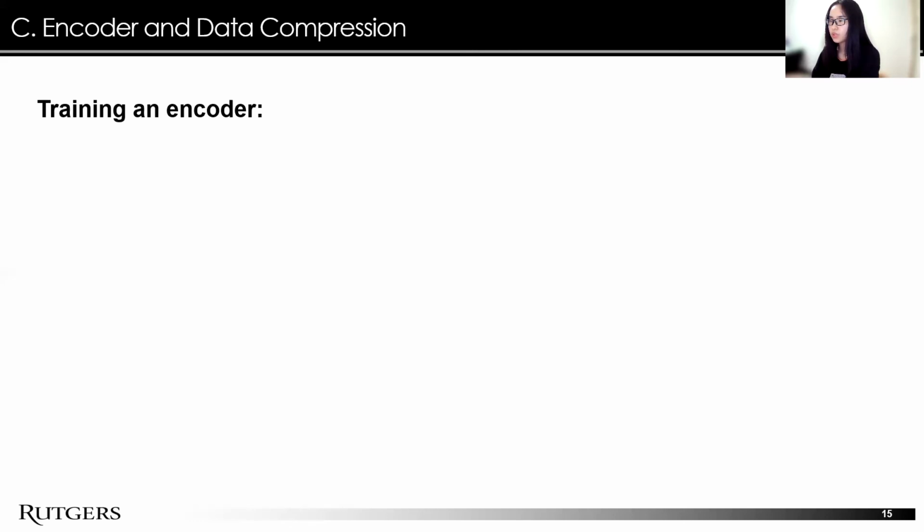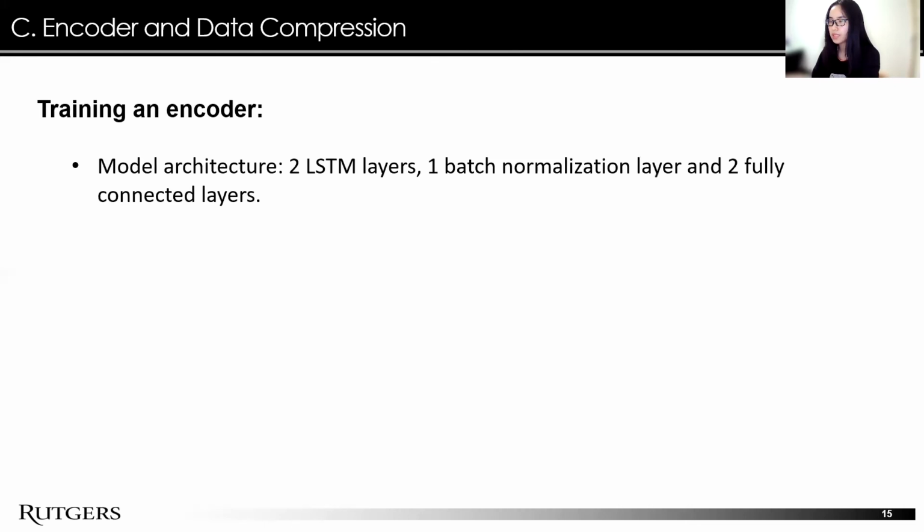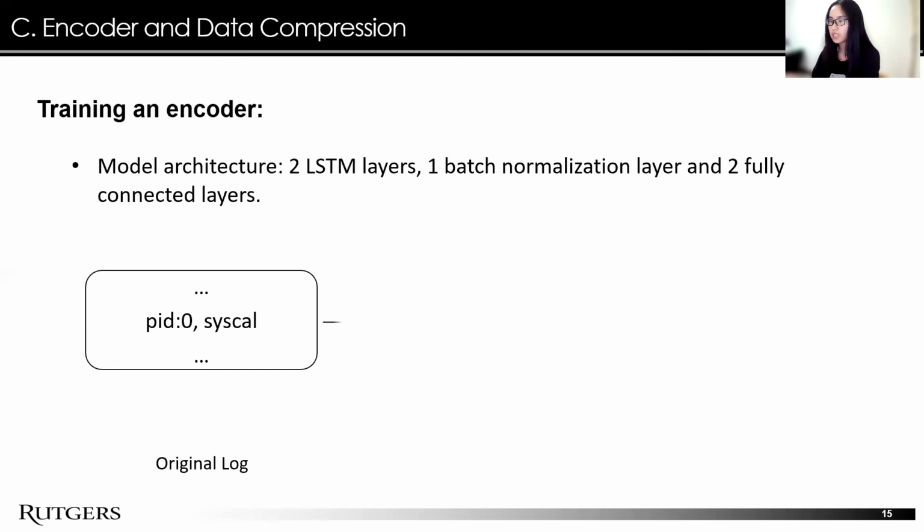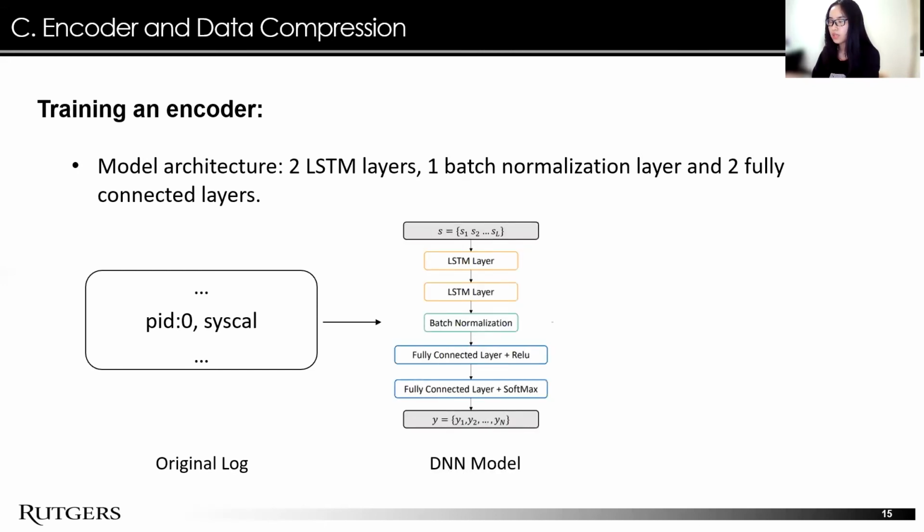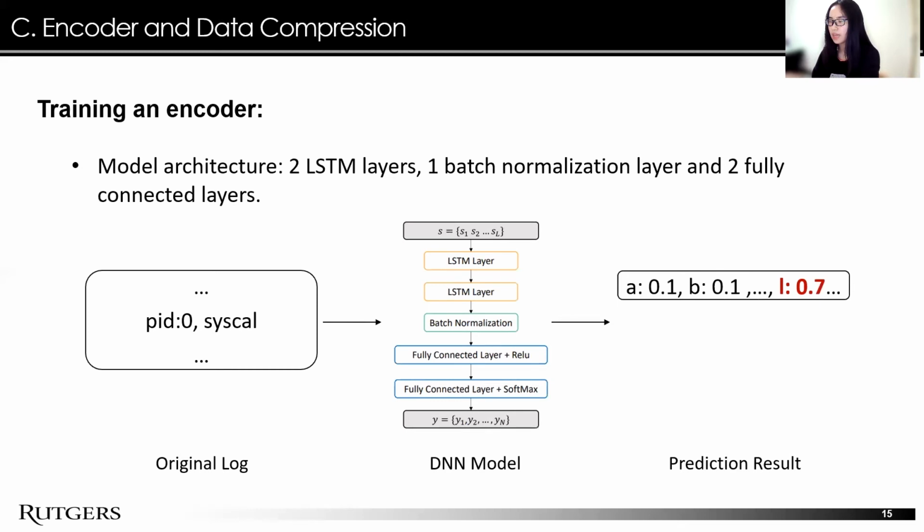After preprocessing, we train the deep neural network model on the preprocessed data as the encoder. The model we used consists of 2 LSTM layers, 1 batch normalization layer, and 2 fully connected layers. Given a log file, ELISE trains a deep neural network model to predict each character based on its previous characters. The prediction result contains probabilities of being different characters. Then the deep neural network model tries to make the prediction value of the correct character larger and outputs correct results.